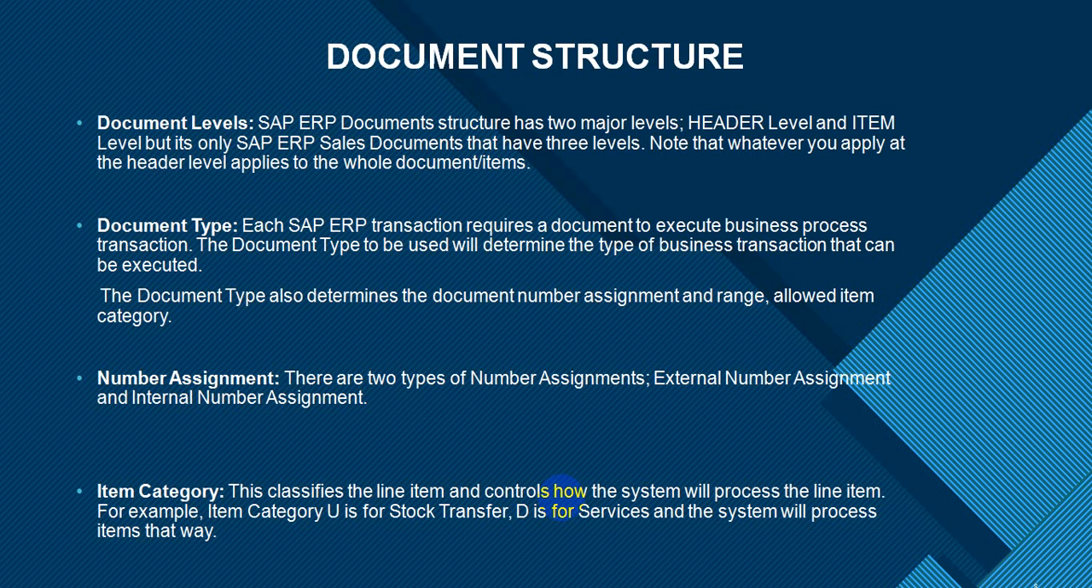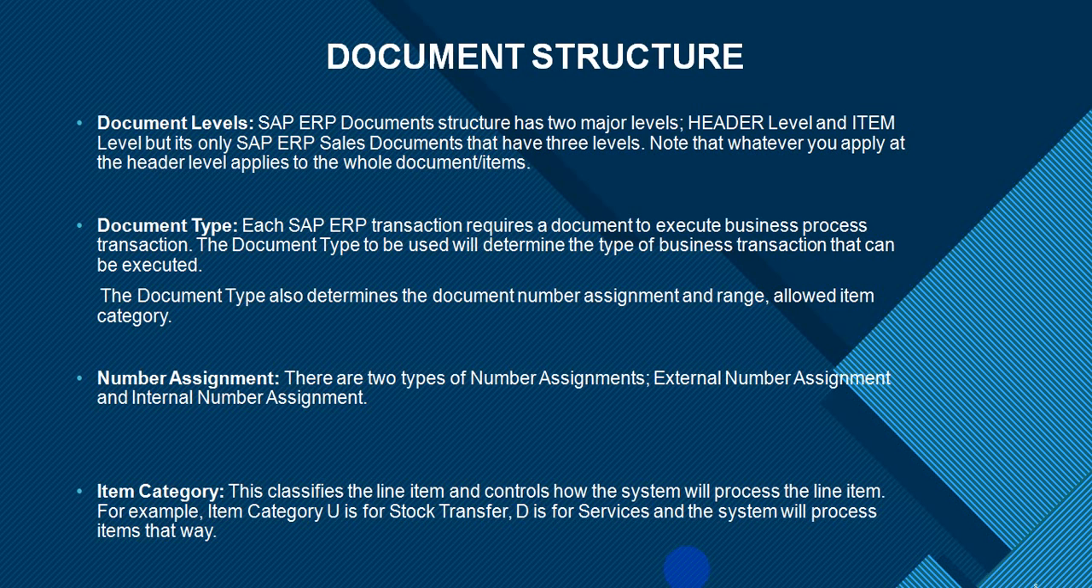So you have two types of number assignment: the external number assignment and the internal number assignment. Now the external number assignment, what does it mean? It means that the user will have to manually input the numbers, whether alphanumeric, just numbers, or alphabets. And then you have the internal number assignment, which is when the system generates the number internally.